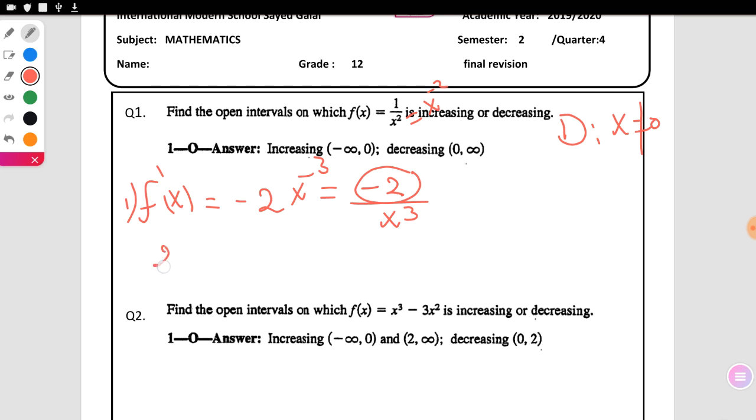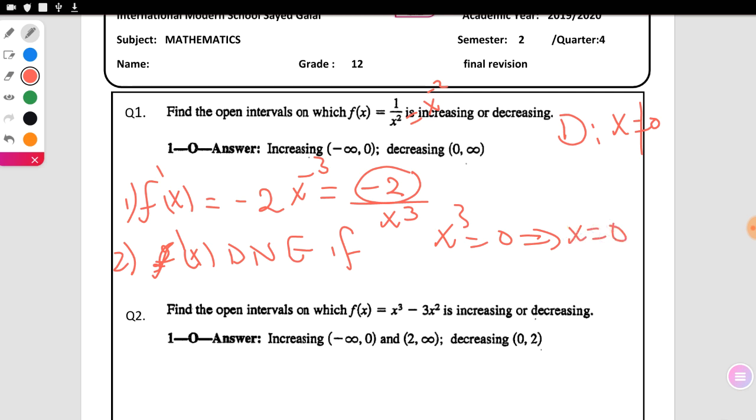Here, to find the critical number where the first derivative does not exist: if x to the power 3 equals 0, this implies x equals what? 0. But x equals 0 is not included in our domain, so we cannot consider it a critical number. No critical number. We don't have any critical number because the function must be defined at the critical number.